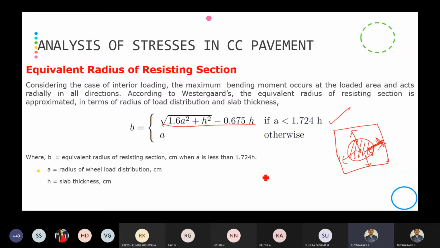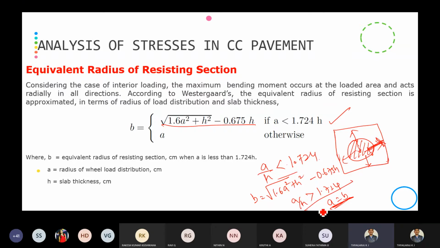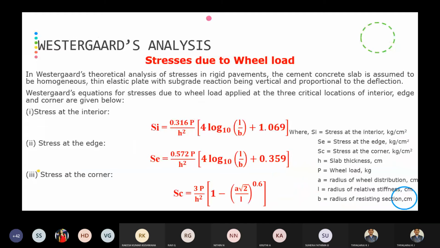There is one criterion here, that is a by h, where a is the radius of wheel load distribution. When a by h is less than 1.724, we have to use this formula: b is equal to square root of 1.6 a square plus h square, minus 0.675 h. When a by h is greater than 1.724, we assume that b is equal to a. So this is the criterion you should remember: a by h less than 1.724, and a by h greater than 1.724.